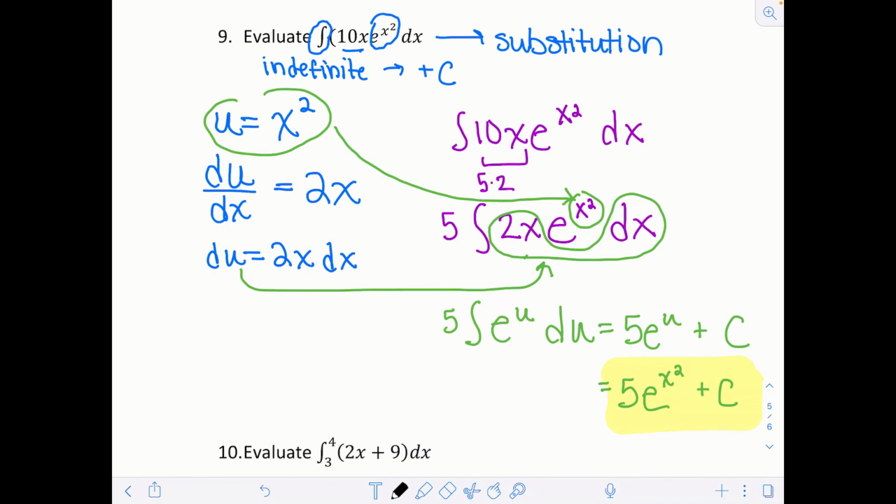In the last problem I mentioned to check your work by taking the derivative, and that's definitely true for substitution problems. Substitution problems are harder for sure. So it's always good to go back and just take the derivative and see if you get back to what that original expression was. So here, let's go ahead and check by taking the derivative.